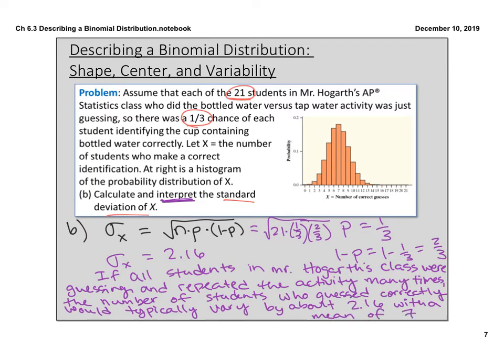You've got to state that mean. Anytime you're addressing the standard deviation, you have to state the mean. So there are all the pieces that you need. They're guessing, that makes each probability the same. They repeat the activity. You put it in context with the students who guessed correctly. You say typically vary, that's addressing standard deviation. Then you say what the standard deviation is, and then you state the mean.